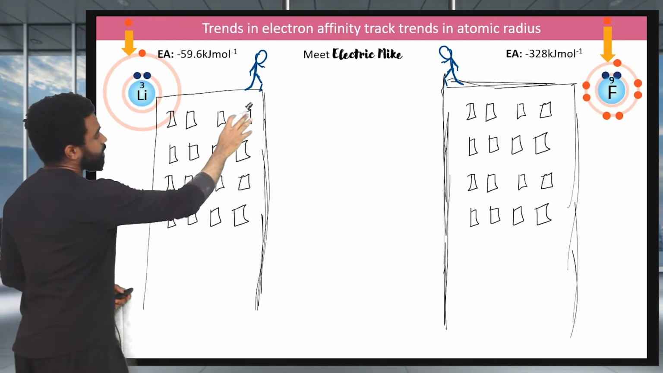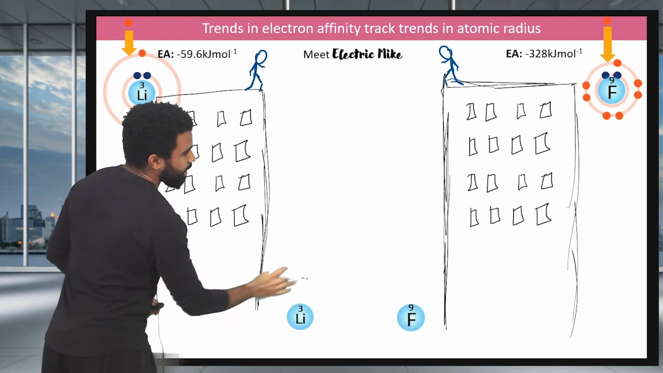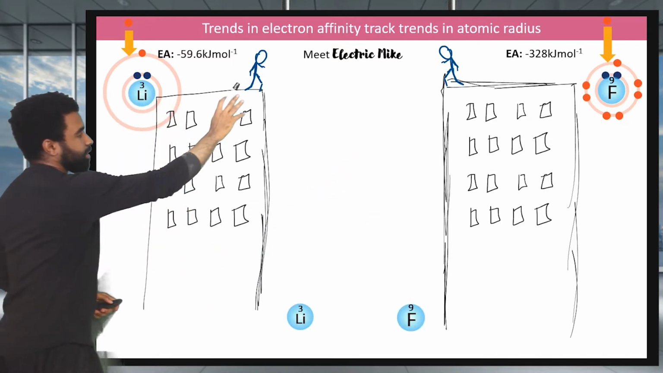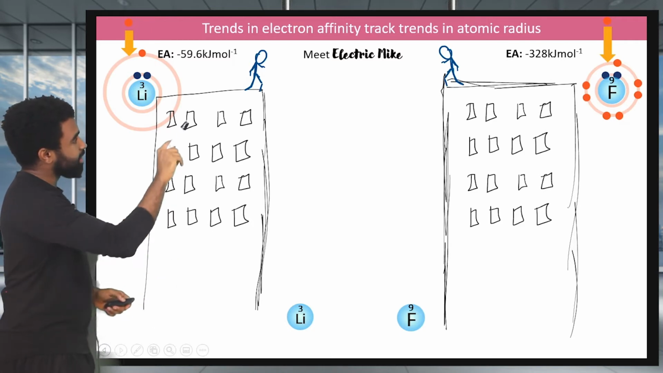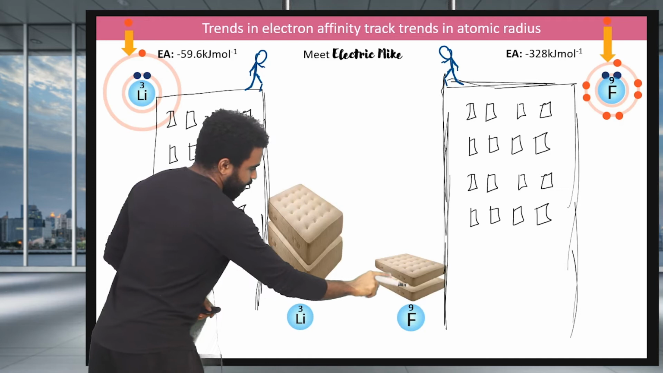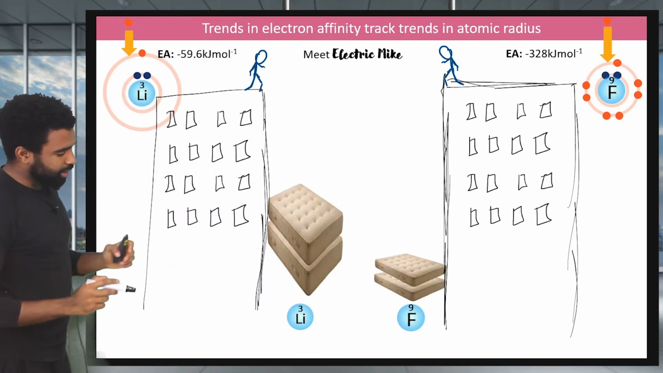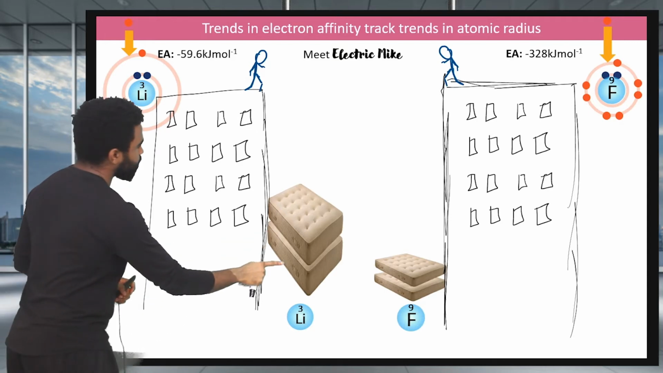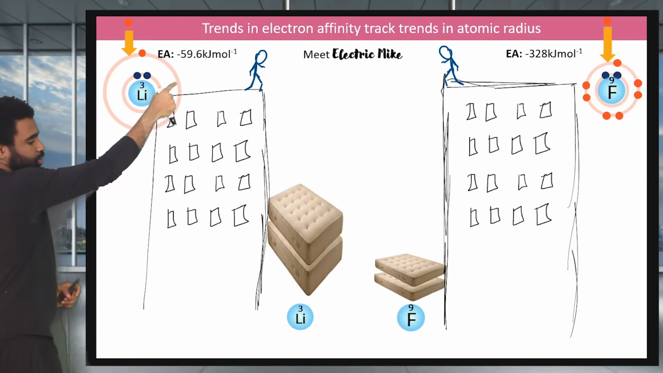So here is lithium, and there is fluorine. Now, for lithium, we can think of the shells as looking like this, and for fluorine, we can think of them as looking like that. Why do they look like that? Well, lithium has 3 protons and 2 shells, right? So 3 protons and 2 shells.